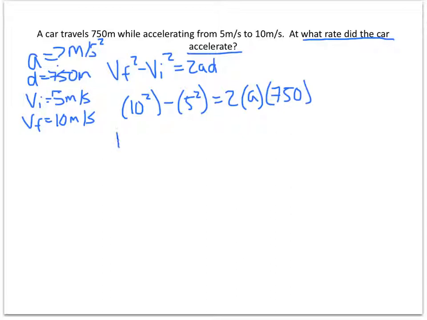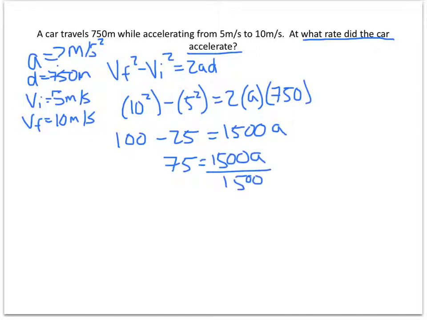So 10 squared is 100 minus 25. If I had squared out that negative, I'd be adding a 25. Equals 1500 times A. So 75 equals 1500 times A. If I divide both sides by 1500, I have acceleration equal to 0.05 meters per second squared.